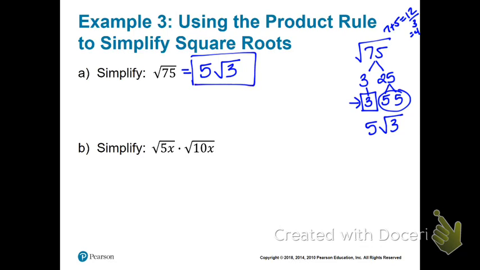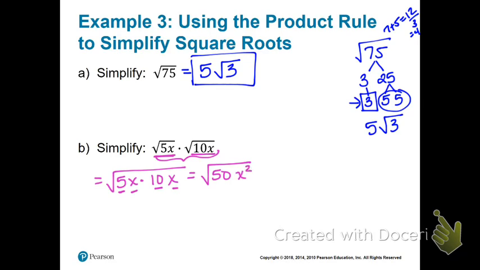Now, B, it says we could take the square root of this and the square root of that and then multiply them, but a lot of times we're going to be doing our factor tree several times when we do that. So on these, I like to go ahead and actually multiply them together first and then do my factor tree one time. So the rule says if I have the square root times the square root, that's equal to the square root of what's underneath being multiplied together. So 5x times 10x underneath my square root, which is the square root of 5 times 10 is 50, x times x is x squared.